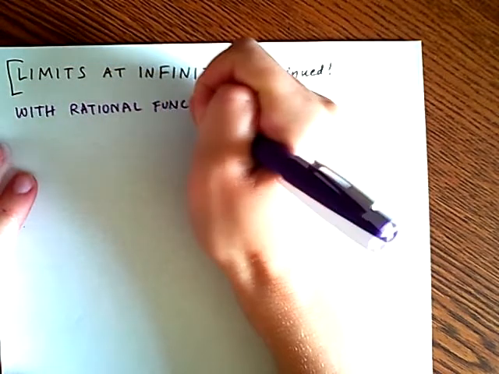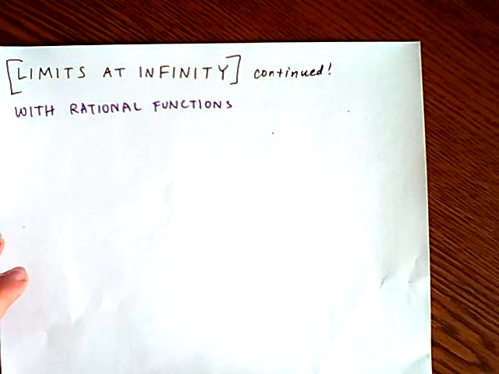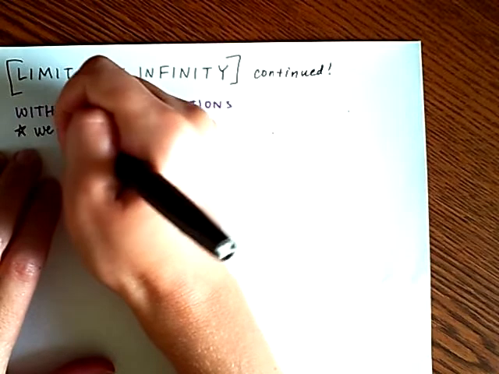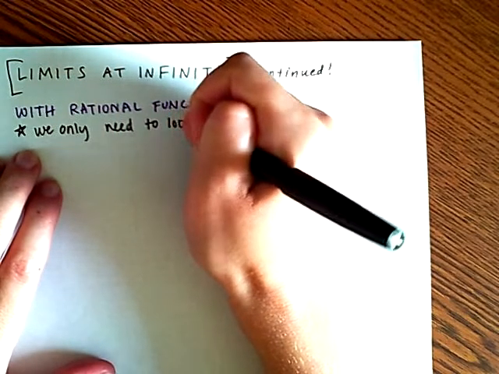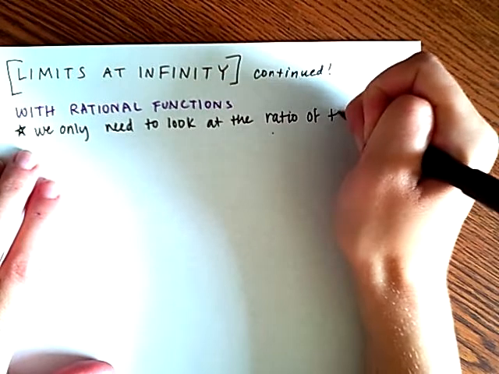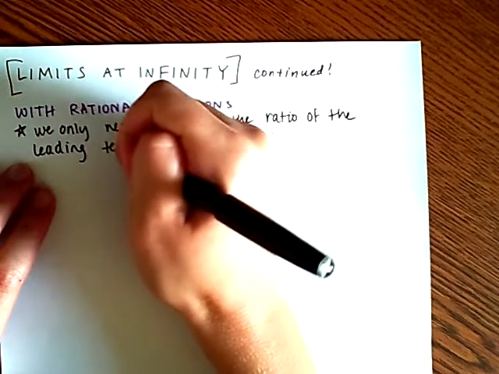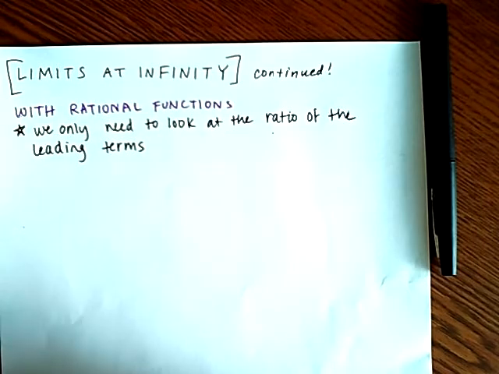And the idea here is we only really need to look at the ratio of the leading terms in a rational function. Because the idea is as x goes to infinity, x to the third looks a lot like x to the third plus 2.